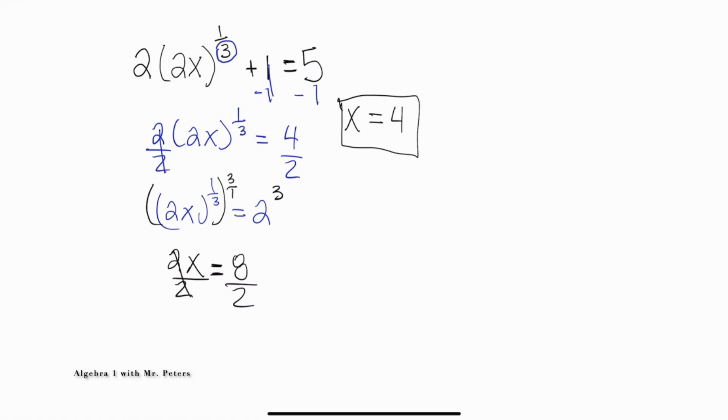Now let's plug this back in. 2 times 4 gives me 8. The cube root of 8 is just 2. So 2 times 2 is 4. Plus 1 does equal 5. So we know that when x is equal to 4, this is a solution for the radical equation.